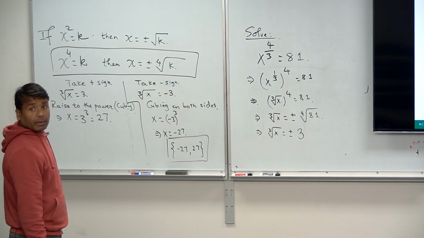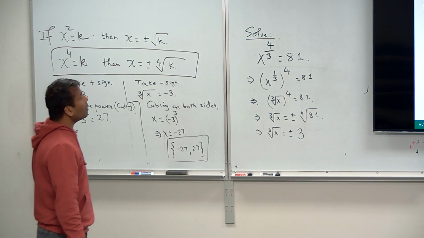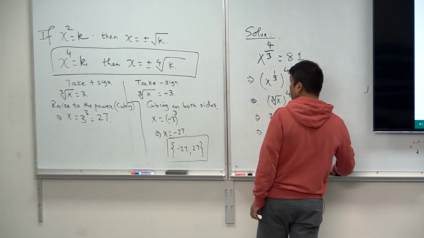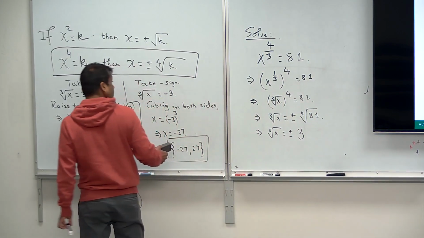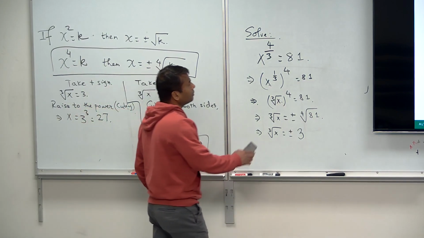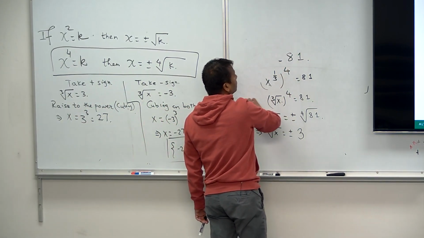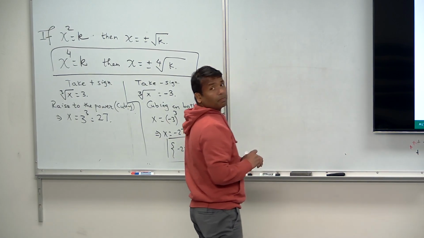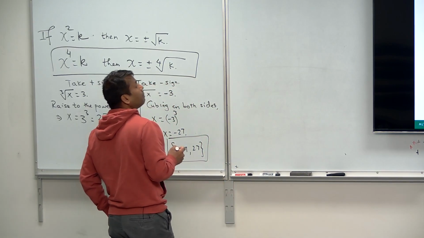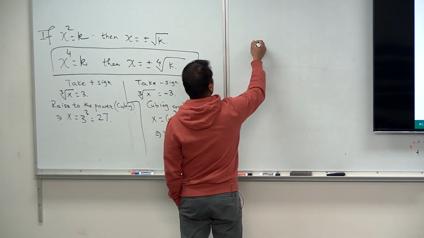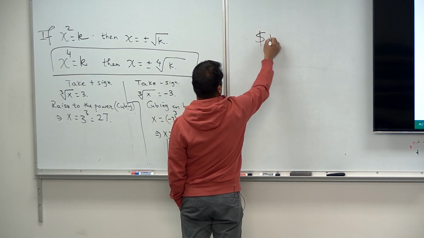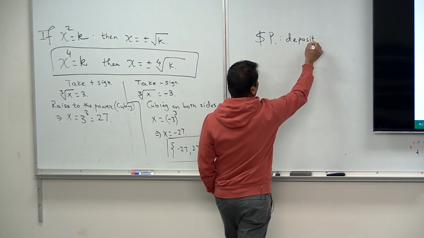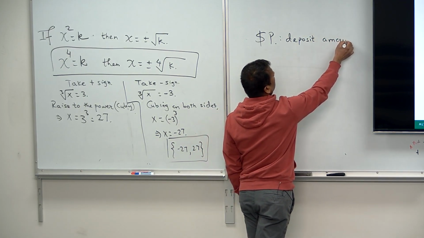Okay, I think you can do the rest of the problem. Now the compound interest. Look, this is the compound interest formula. If P dollars are deposited in an account, so let's say you want to deposit P dollars, this is the deposit amount, or what we call the principal.